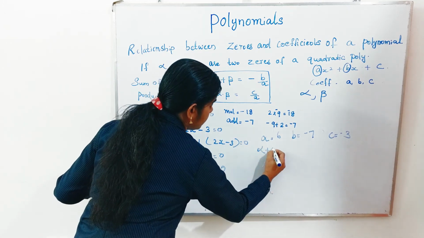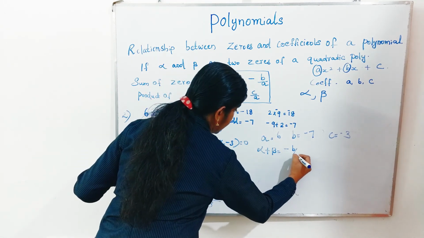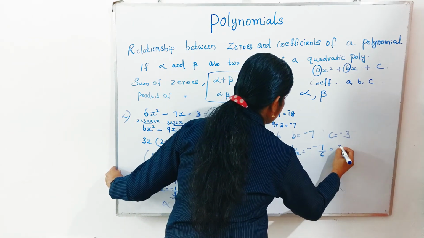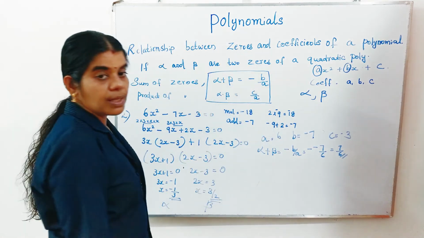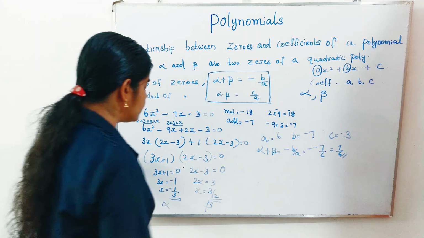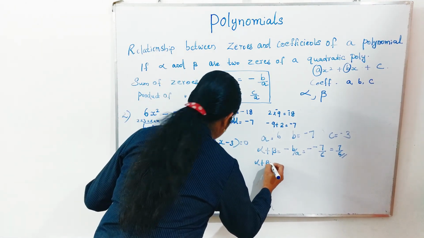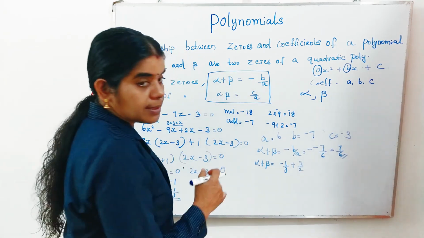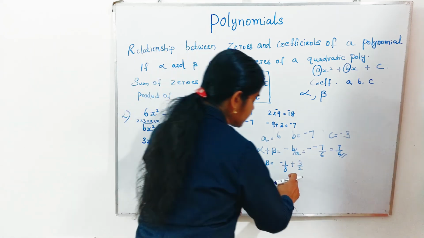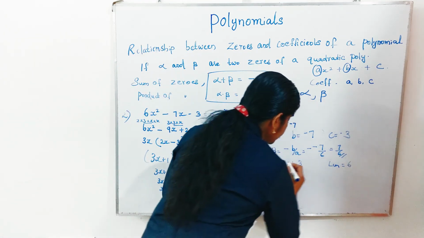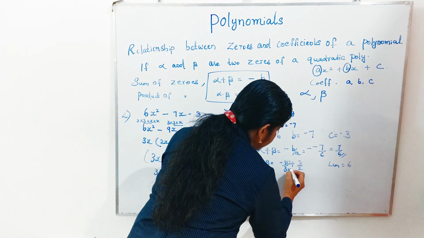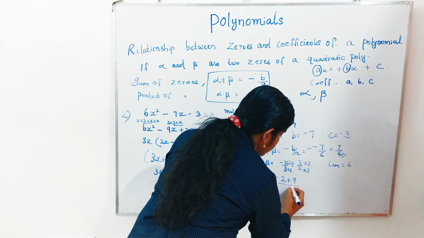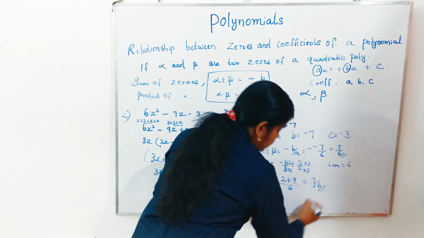Then alpha plus beta is equal to minus b by a. Then minus of minus 7 by 6, that is equal to 7 by 6. Using the formula, you got 7 by 6. Now we are going to add these two. Again alpha plus beta is equal to minus 1 by 3 plus 3 by 2. Here the denominators are different, so LCM will be 6. Each denominator you want to make 6. Here you multiply by 2, here you multiply by 3. That is minus 2 plus 9 by 6, that is equal to 7 by 6.